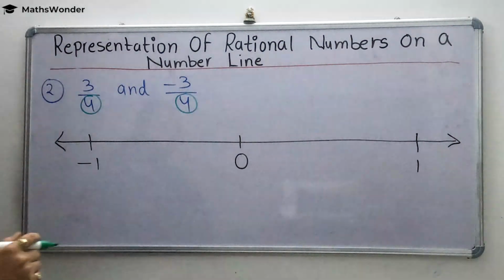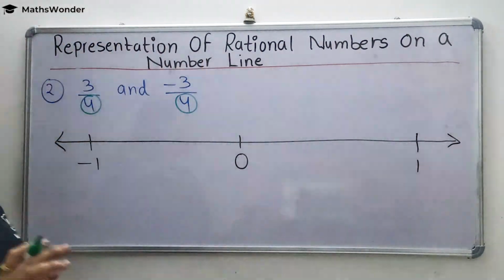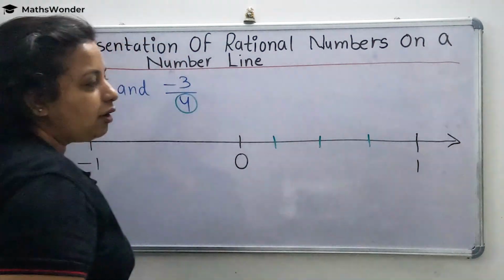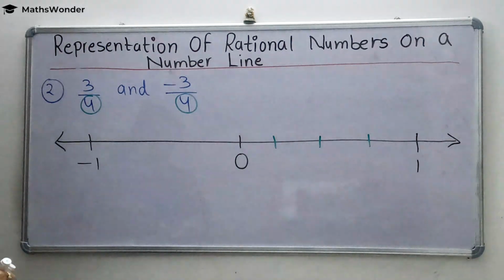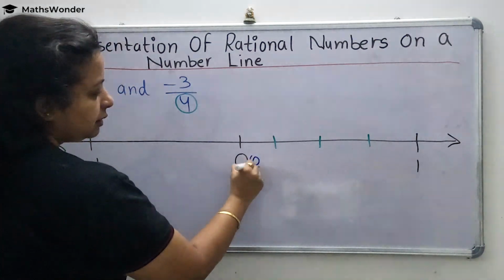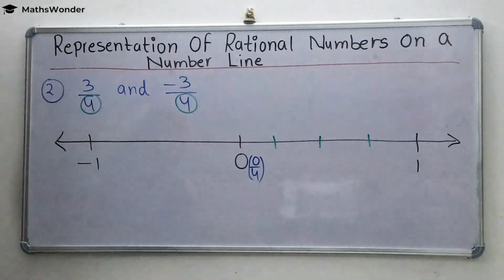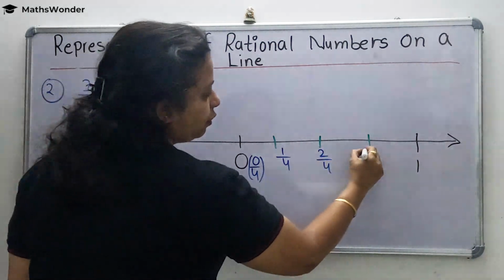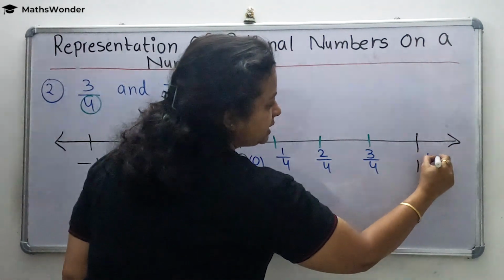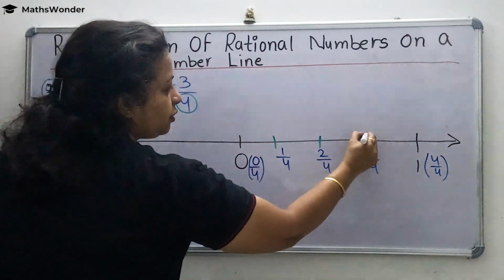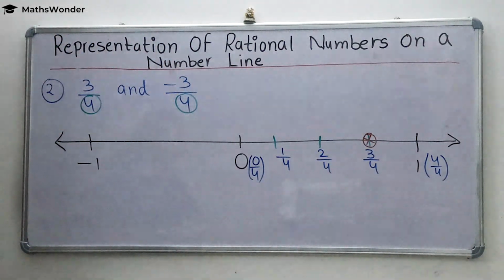Now you will divide 0 to 1 into 4 equal parts. So now it's 4 equal parts, right? Start with the working. 0, you can write as 0/4, because 0/4 will give 0 only. After 0/4, which number will come? 1/4, 2/4, 3/4, and 1 means 4/4. Same. So we found our 3/4. We have represented it on the number line.